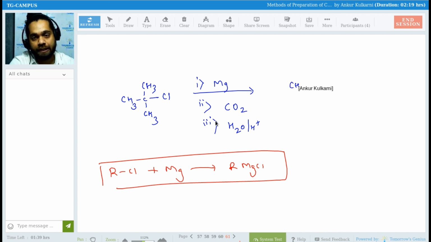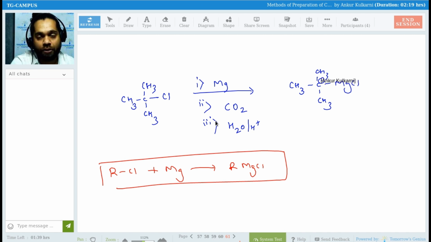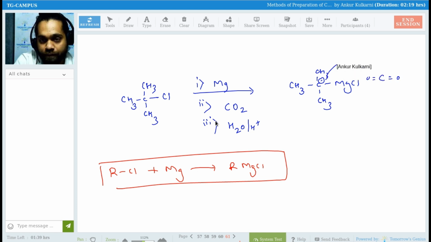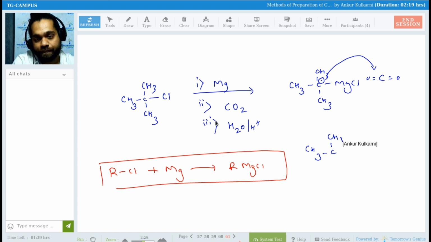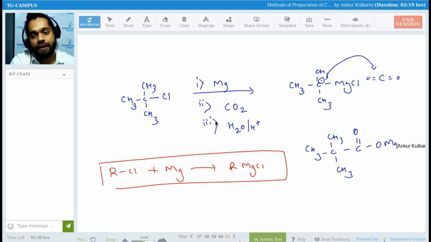We will have CH3, C, CH3, CH3, MgCl. Correct? This negative attacks on the CO2. If it attacks on the CO2, that is O double bond C double bond O, this gets added, MgCl gets added to oxygen. So CH3, C, CH3, CH3, C double bond O, O, MgCl. That is what you have after you do the second reaction.